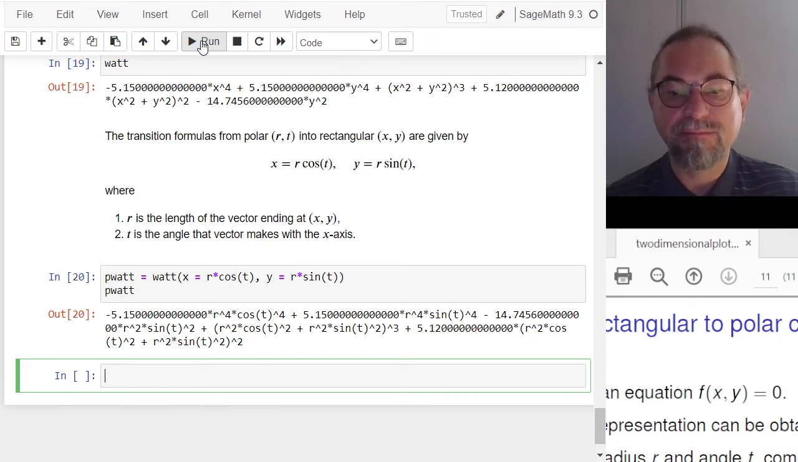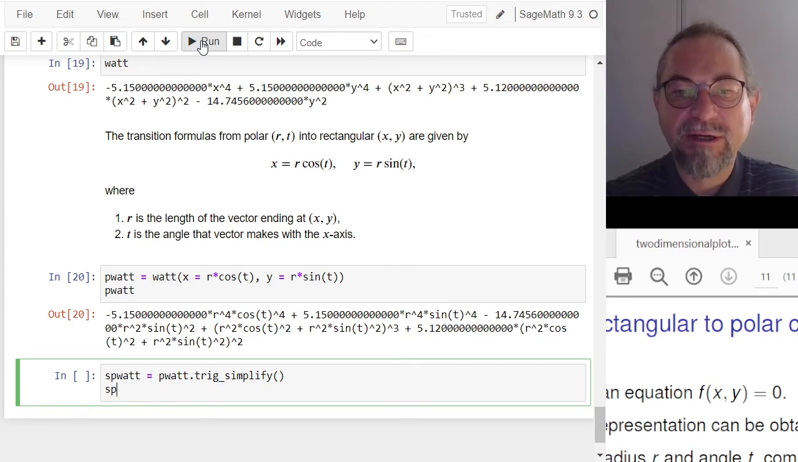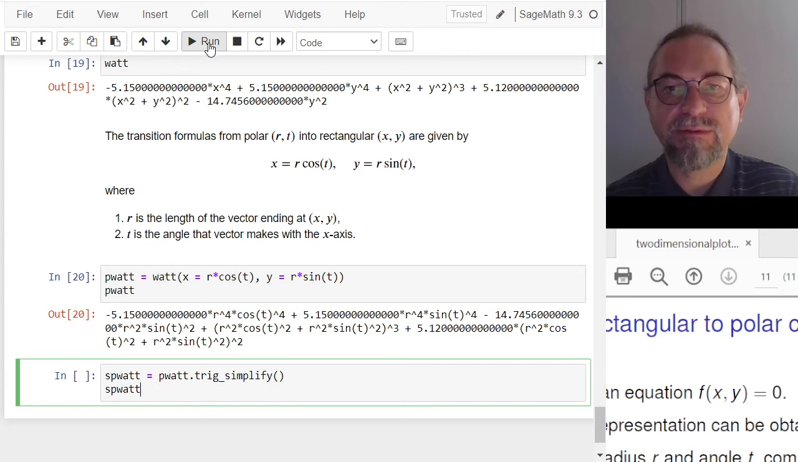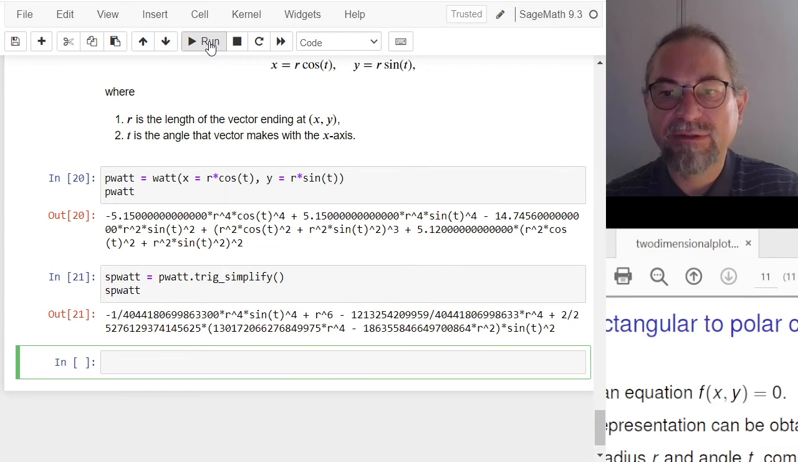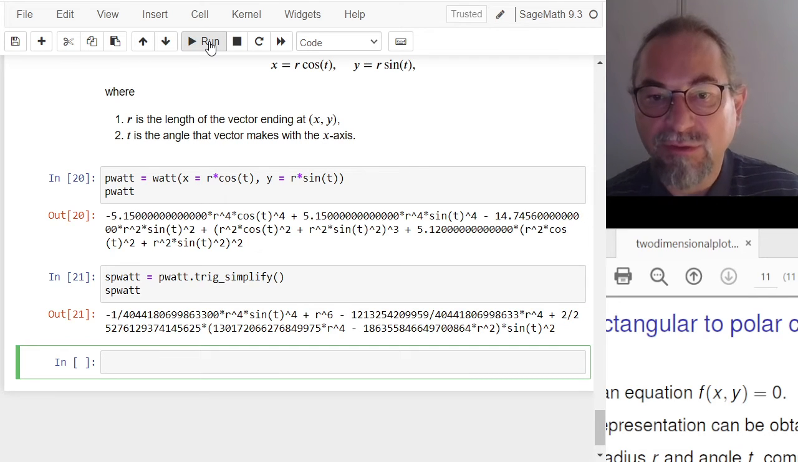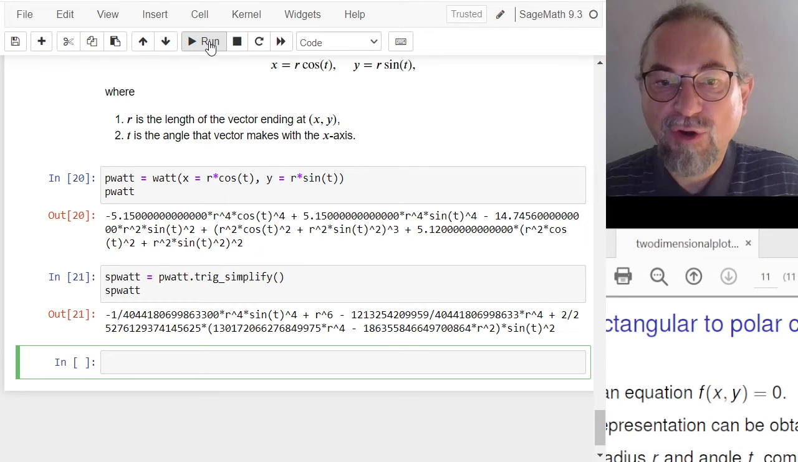And this may then get simplified. So I will simplify the formulas by asking Sage to apply the trig simplify to it. So the trig simplify will apply the trigonometric identities to it. And you see that now it actually simplifies a lot, because I have a curve.